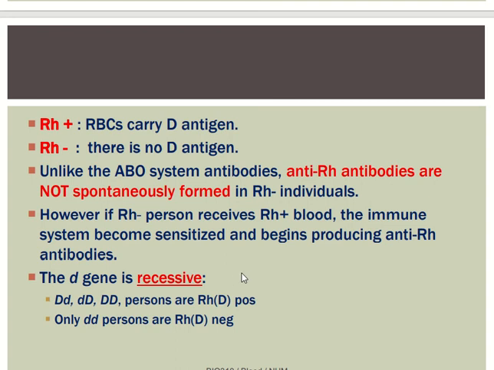So if the genotype of the person is capital D capital D, or capital D small d, as long as it contains a capital D, the D gene is dominant over here. Therefore, the person is rhesus positive. Meanwhile, only the person with small d small d is rhesus negative, meaning there is no D antigen on the red blood cells.